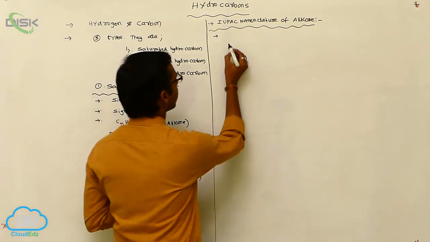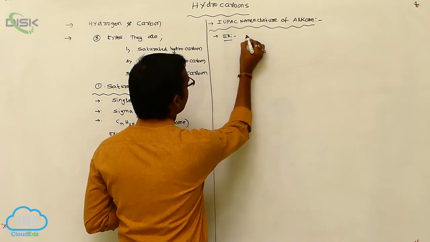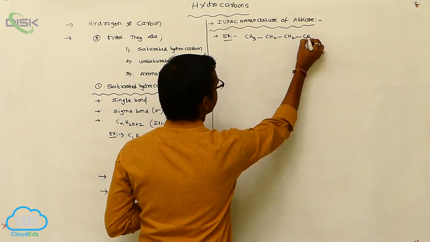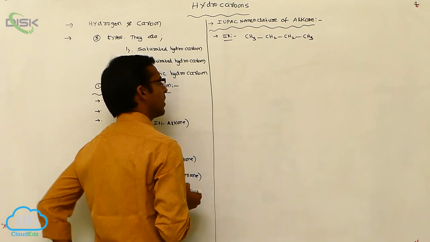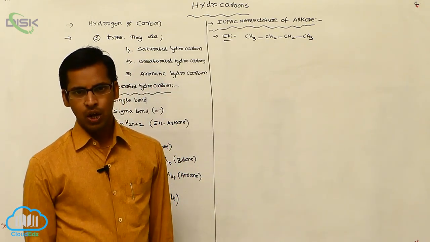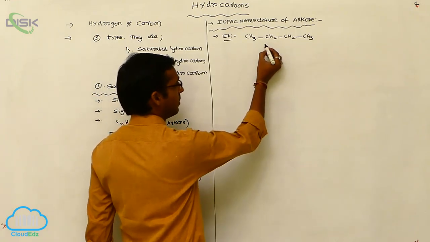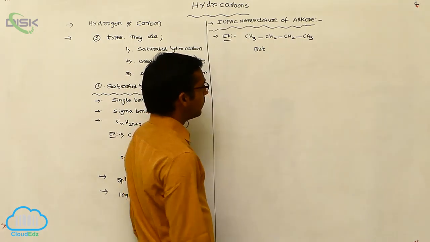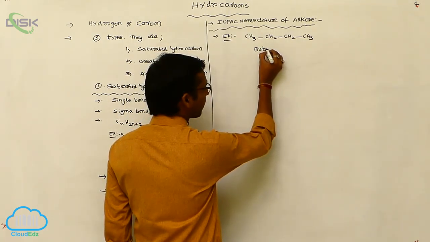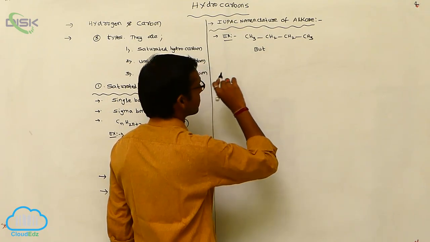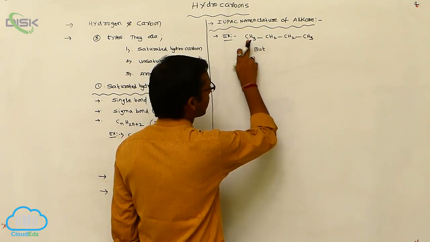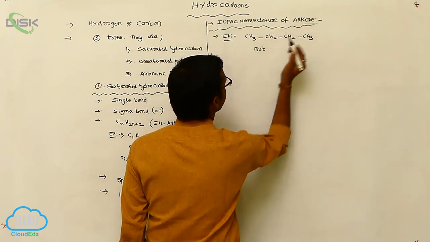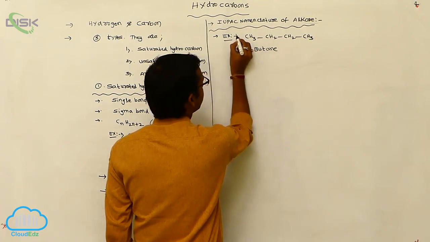For example, if you write a simple straight chain, CH3, CH2, CH2, CH3, how many carbons are there? A total of 4 carbons are present. Four carbons means the root word is but. For the suffix, the primary suffix: between the carbons, only sigma bonds are present, meaning single bonds. If it is a single bond, the suffix is ane. So it is butane.